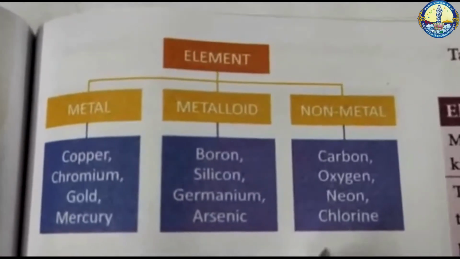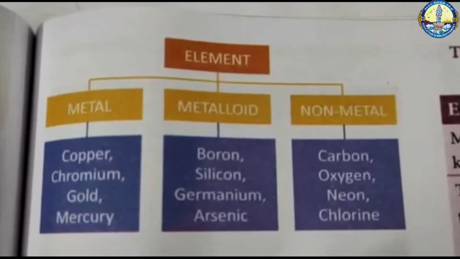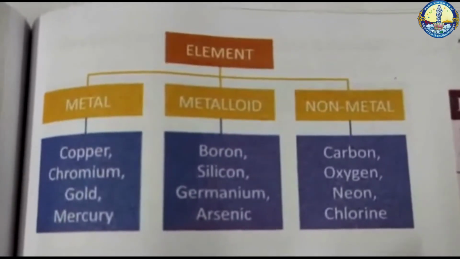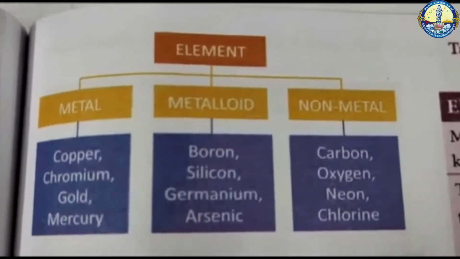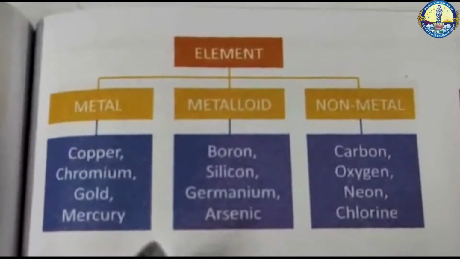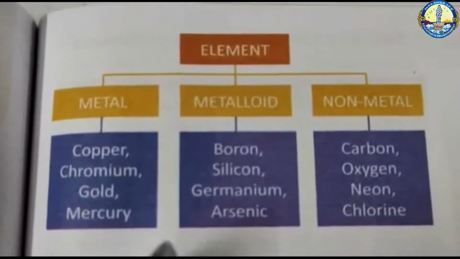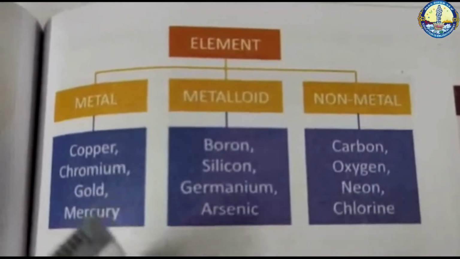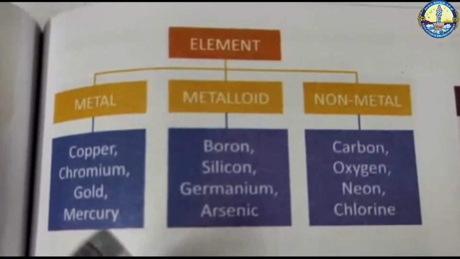Non-metals. Non-metals are generally dull and soft. They are bad conductors of heat and electricity. Example, carbon, oxygen, neon and chlorine. Metalloids. Metalloids exhibit the properties of both metals and non-metals. Example, boron, silicon, germanium and arsenic.